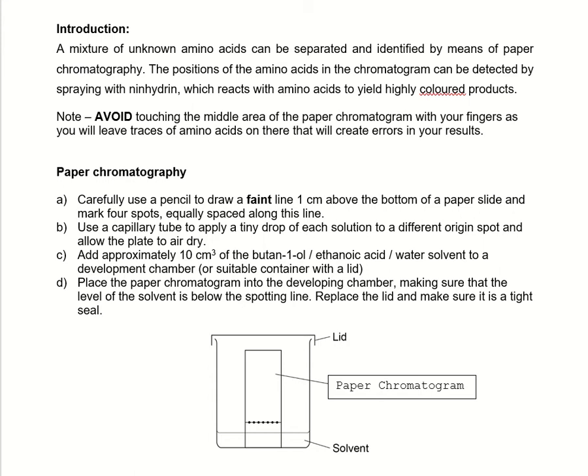But the general gist of it, as you can see here, you'd have your standards dotted along: leucine, methionine, aspartic acid, and then the unknown. Dip them in the solvent. Your solvent should not be above that starting line there, so remember to have a pencil line where they are starting. You have the lid on just to get a saturated atmosphere in here, and you let the solvent run up.